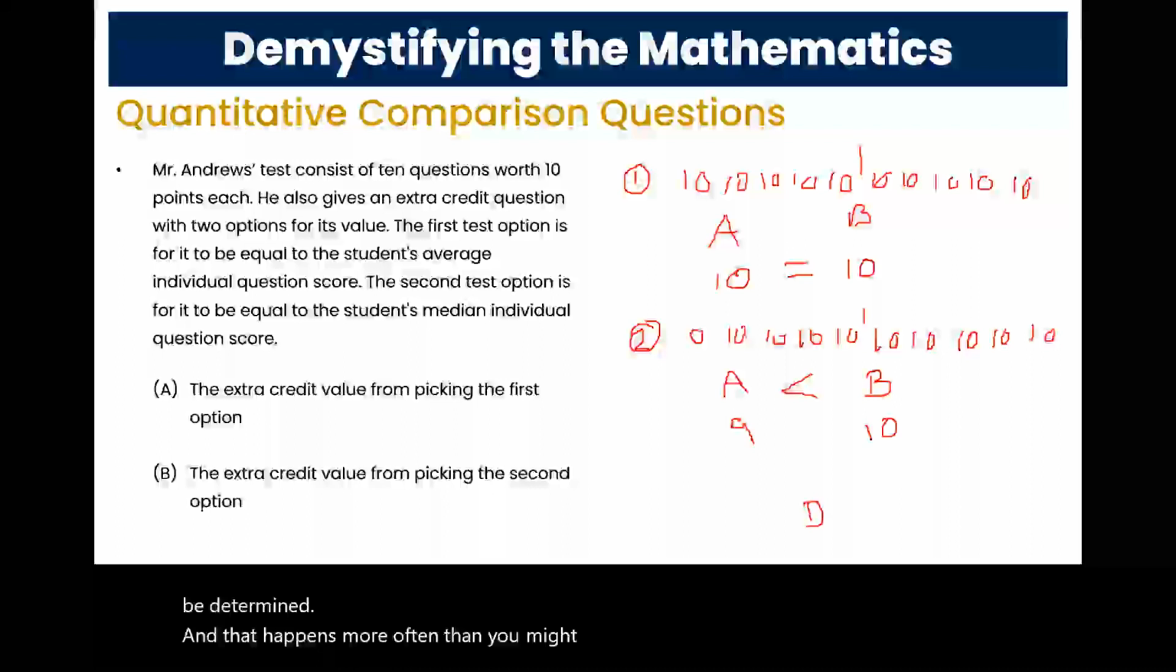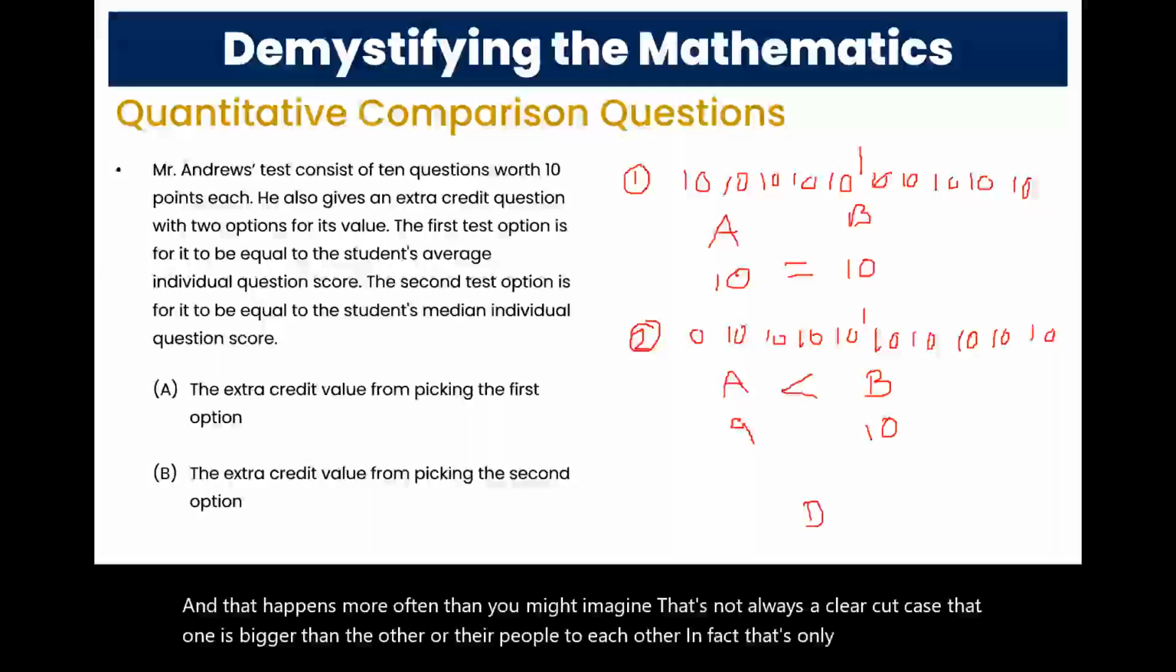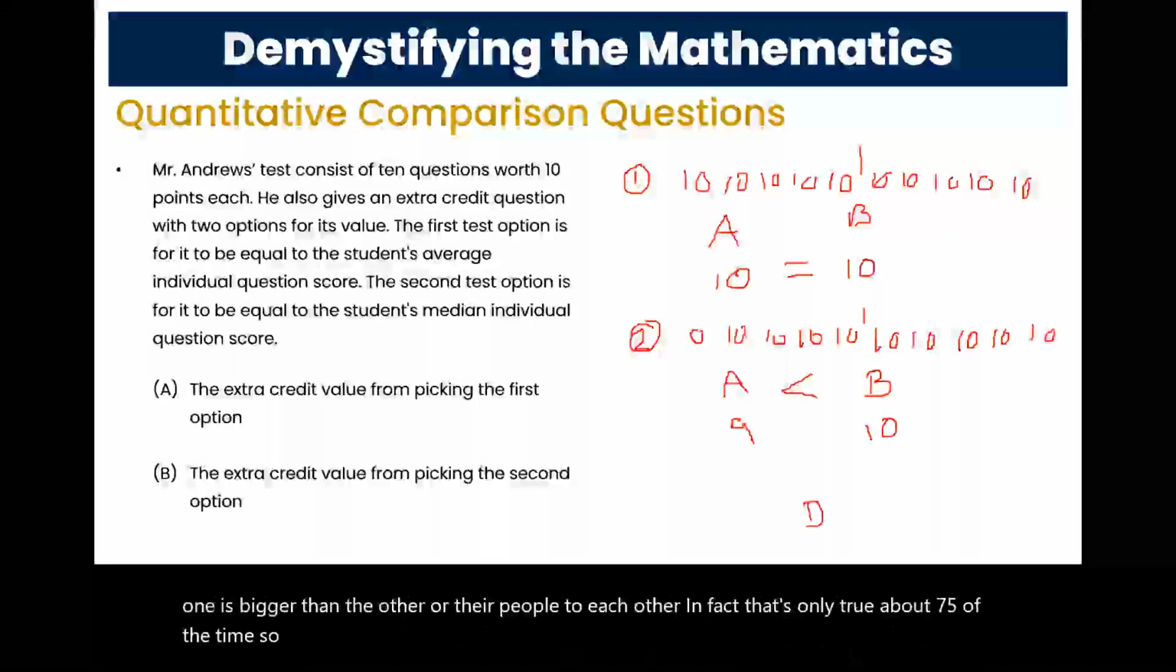It's not always a clear-cut case that one is bigger than the other or they're equal to each other. In fact, that's only true about 75% of the time. So does everybody understand how these questions work?